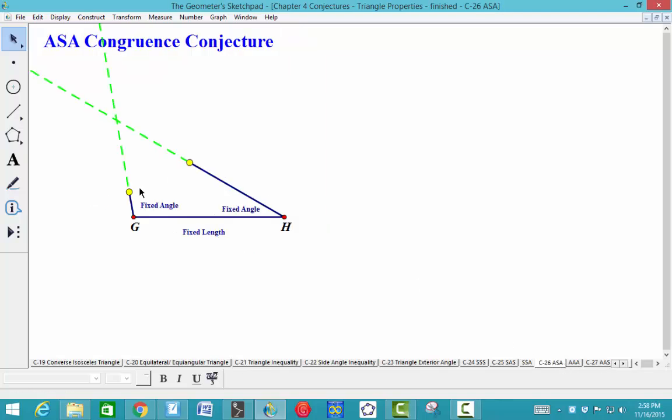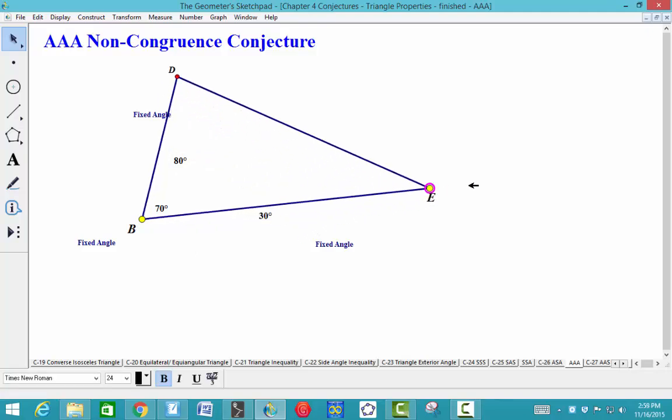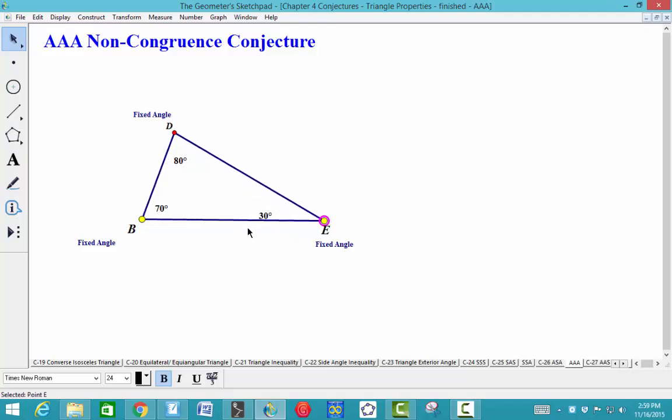The next conjecture, angle-side-angle. So I have an angle, a side, and an angle. You'll notice you can't change the angle here, so there's only one triangle that can be made. Angle, angle, angle. By pulling one of these points, you can see there is an infinite number of different triangles you can make, even if the angles are fixed. Okay, they all have the same shape, but all the sizes will be different.